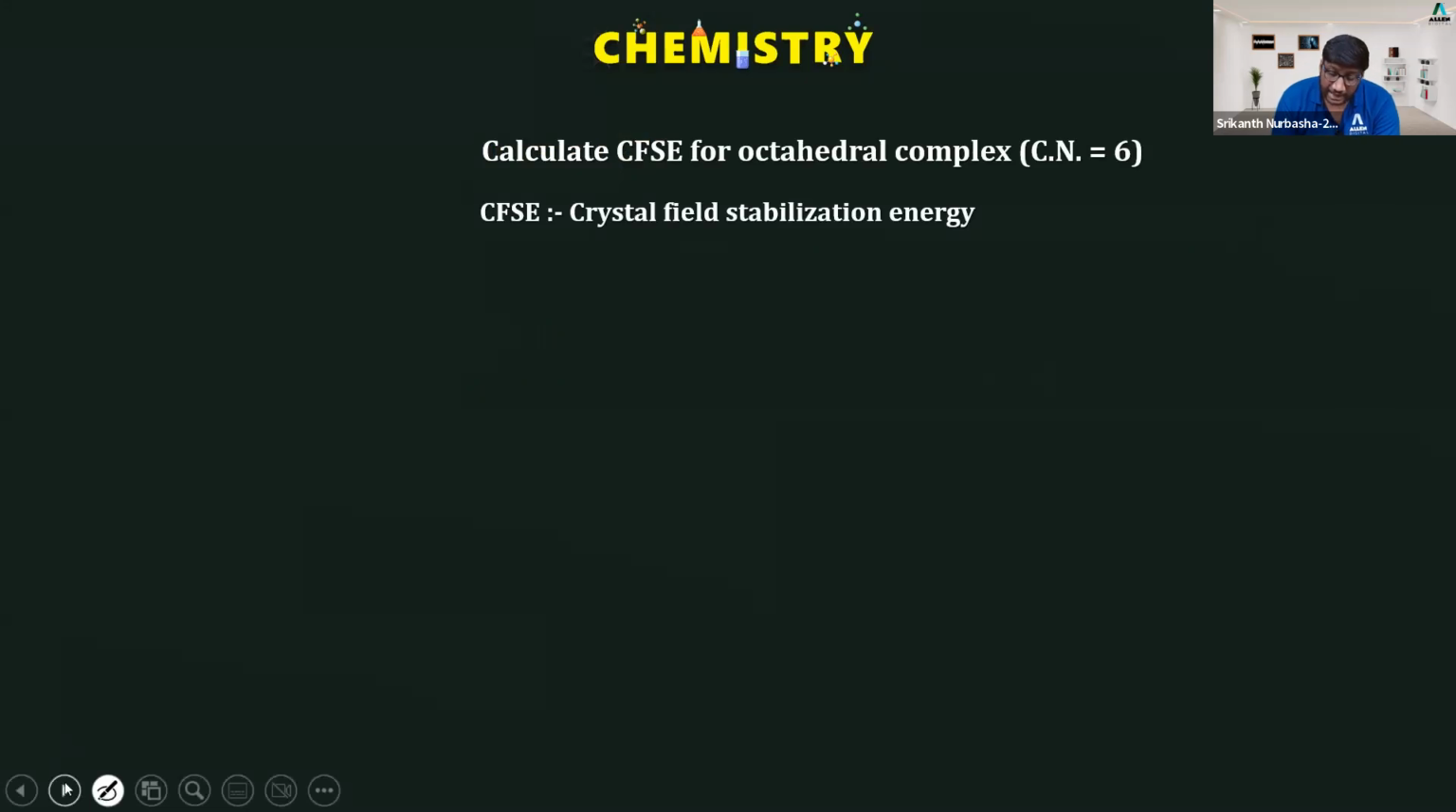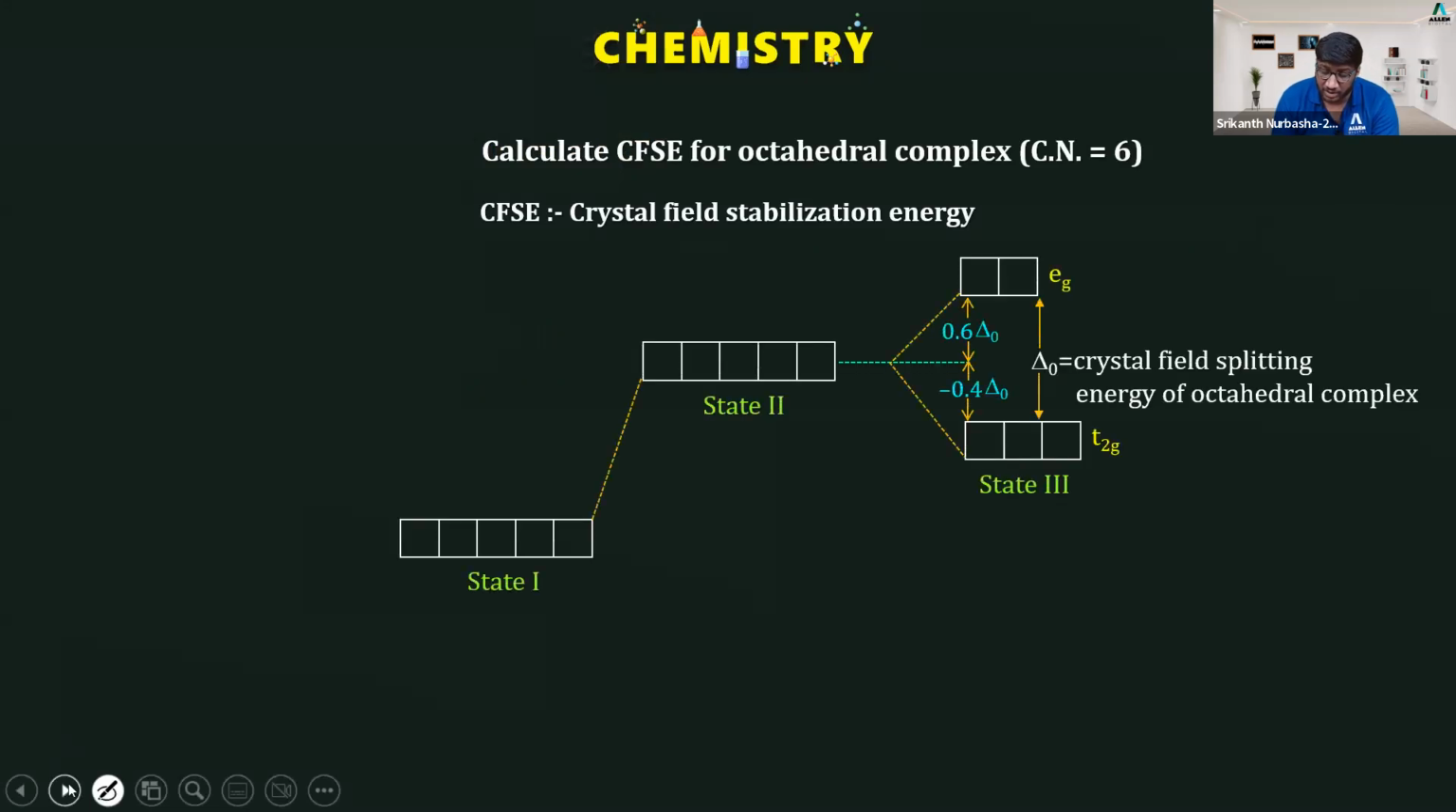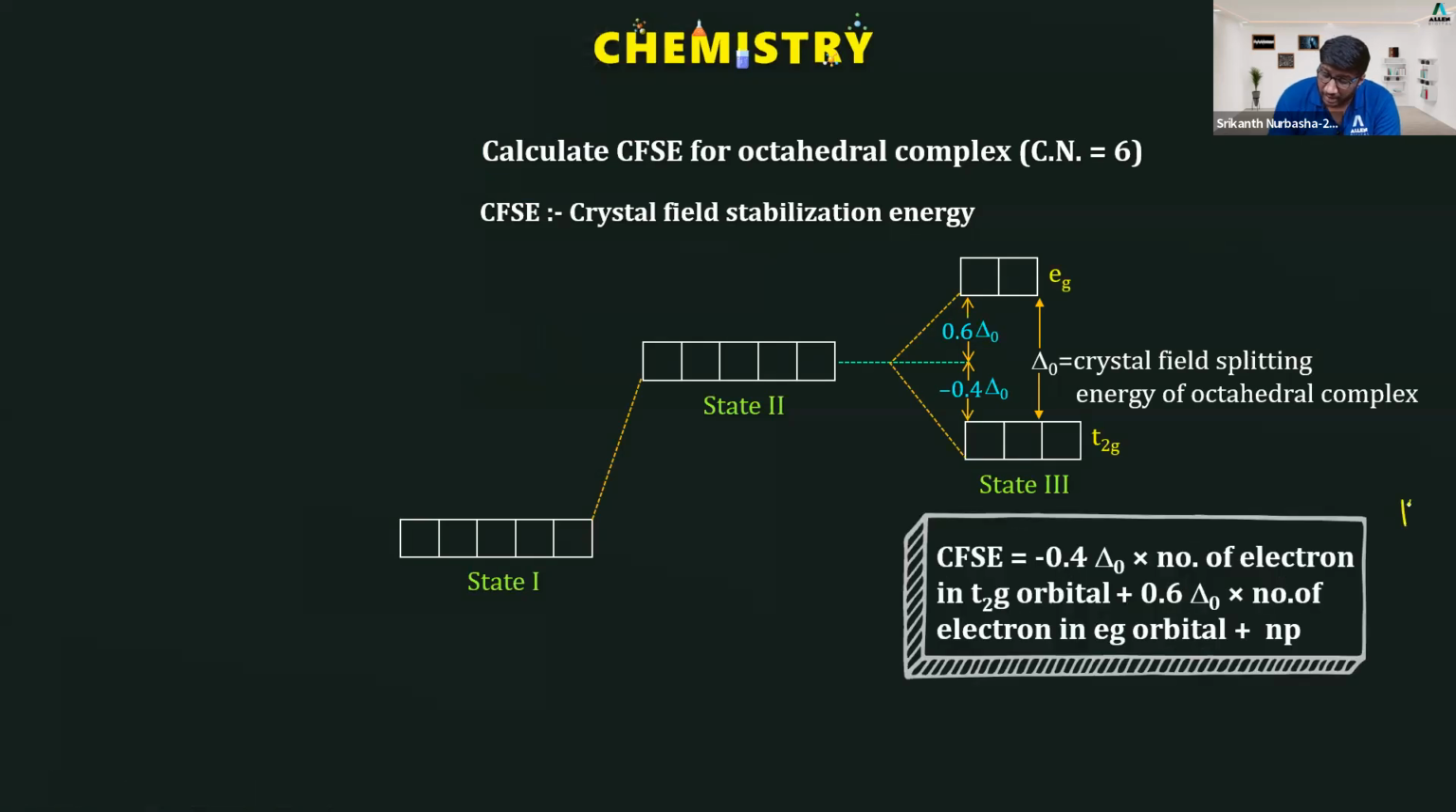Then calculate CFSE for an octahedral complex, coordination number 6. This is the formula I have told you. CFSE is equal to minus 0.4 delta naught into number of electrons in t2g plus 0.6 delta naught into number of electrons in eg, plus NP. The same formula, with respect to x and y: minus 0.4x plus 0.6y into delta naught plus NP.